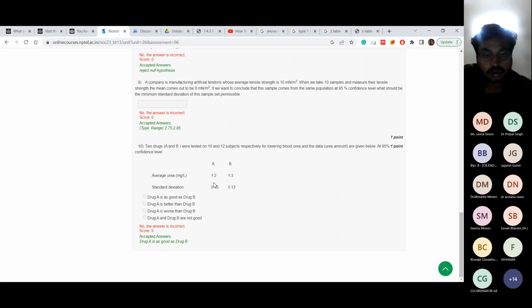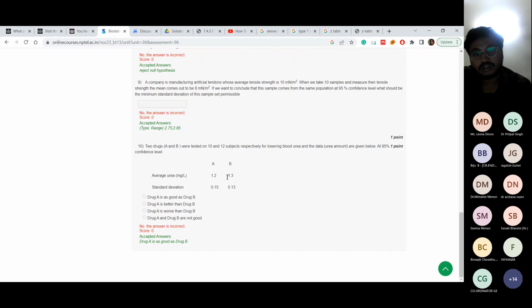So the question 10: 2 drugs are tested on 10 and 12 subjects for lowering blood urea. The data is given below. At 95% confidence level, what can we say? Drug A is as good as drug B, drug A is better than drug B, drug A is worse than B, or A and B are not good.